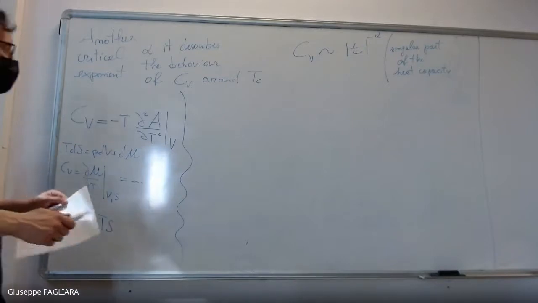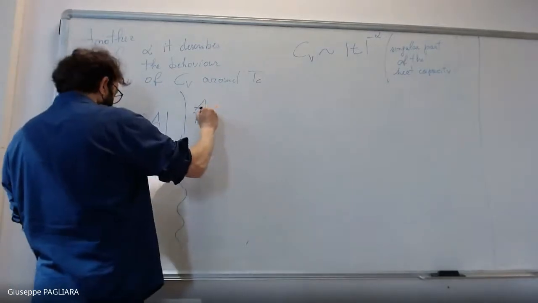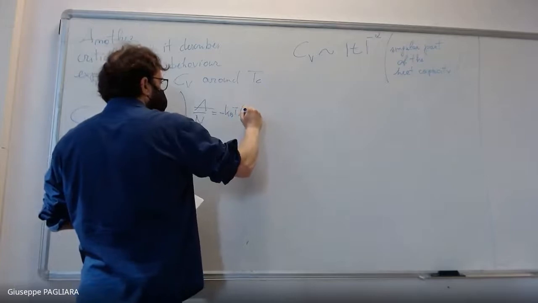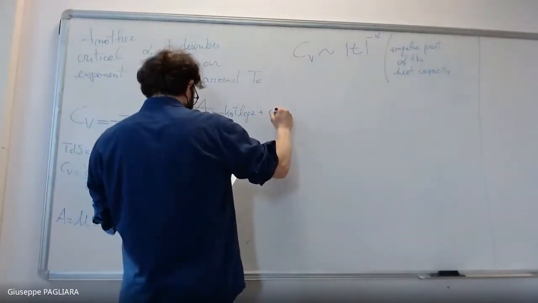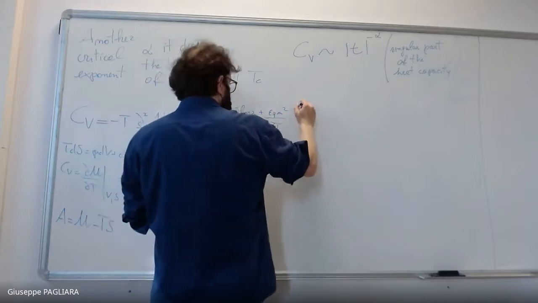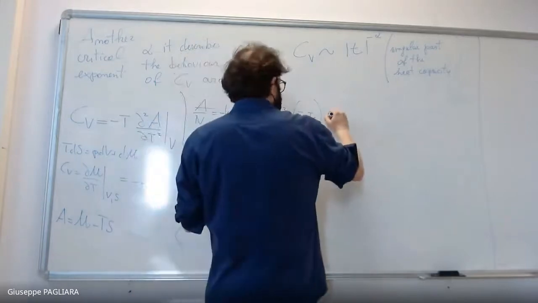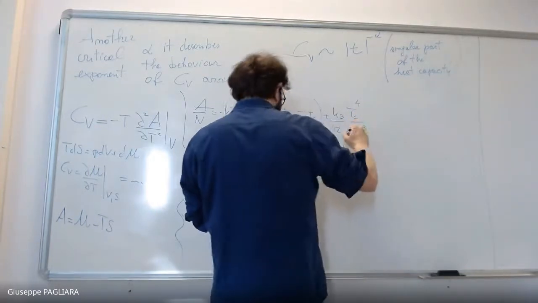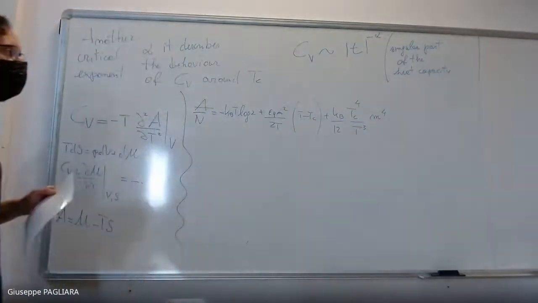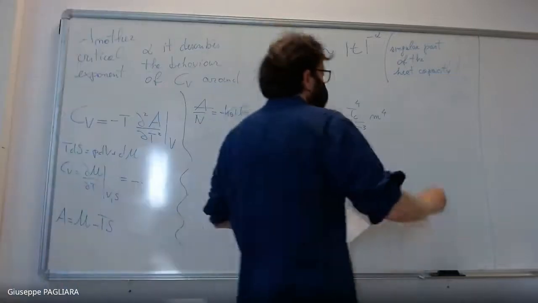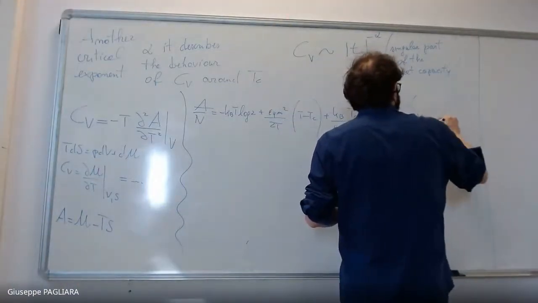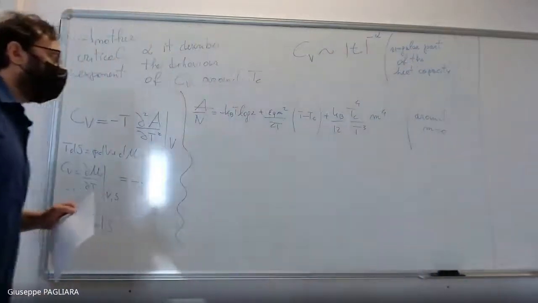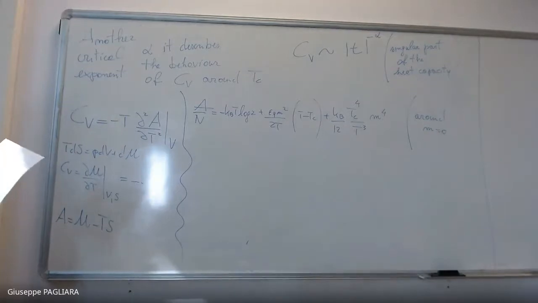Just to sketch it, the starting point is A divided by N, which was minus kB T log 2 plus epsilon q m squared divided by 2 times (T minus Tc) plus kB divided by 12 Tc to the power of 4 and T to the power of 3, m to the power of 4, which was the expression that we derived before for the expansion around m equal to 0. Because in any case, we want to compute what happens close to Tc. So this is the starting point. Let me check if at least I'm writing the expression correctly.